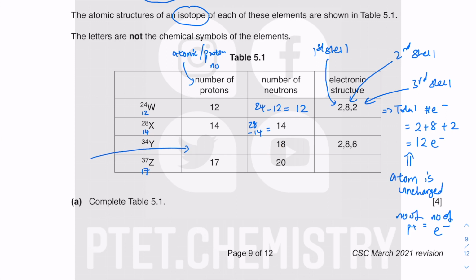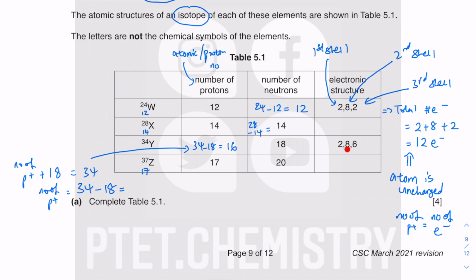The number of protons plus the number of neutrons equals the nucleon number. So the number of protons is equal to 34 minus 18, which is equal to 16. So this is 16 protons here, because 16 plus 18 will give you 34. You can test the idea. The atom is uncharged, so the number of protons equals the number of electrons for the atom.